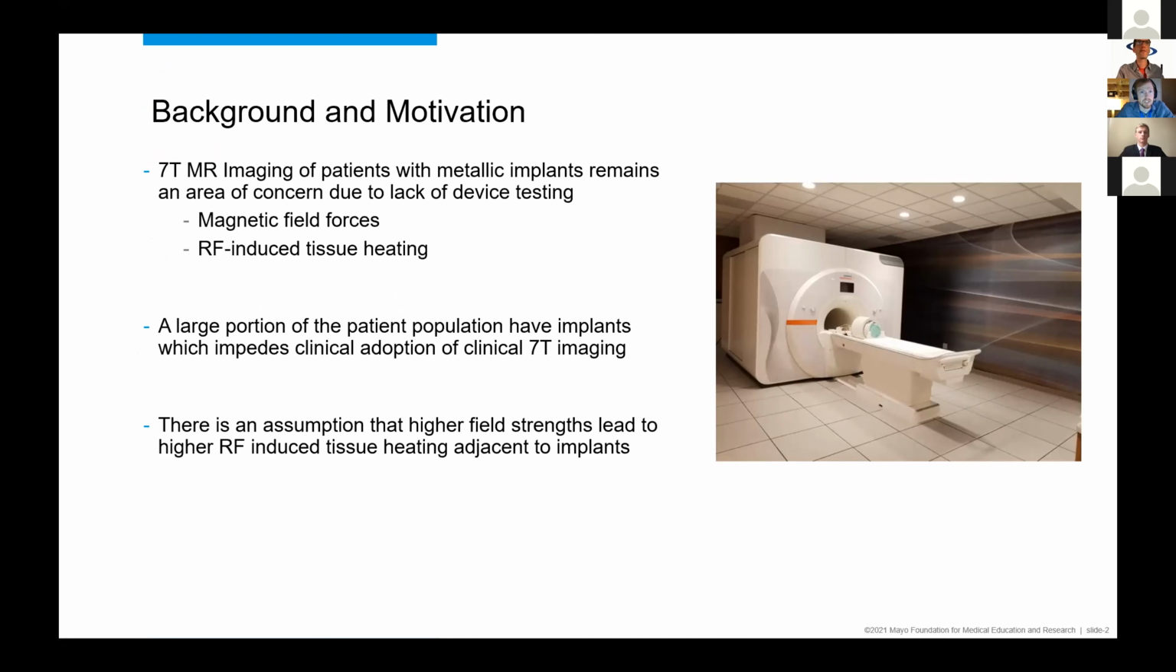7 Tesla MR imaging of patients with metallic implants still remains a major area of concern, primarily due to lack of device testing. And this is due to 2 primary factors being magnetic field forces on the implants, as well as RF-induced tissue heating as a result of the implants. A little bit more in depth on that, a large portion of the patient population have these types of implants, which can impede the clinical adoption of ultra-high field imaging at 7 Tesla. There's also an assumption with this that the higher field strengths will lead to higher RF-induced tissue heating adjacent to these implants. Next slide, please.